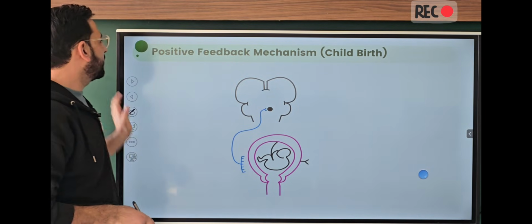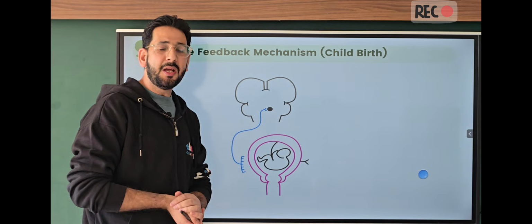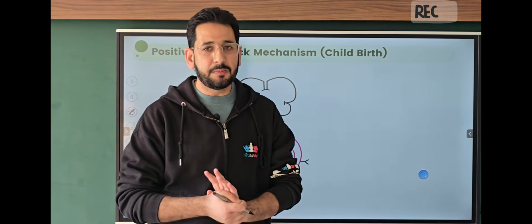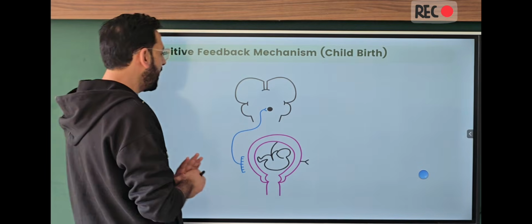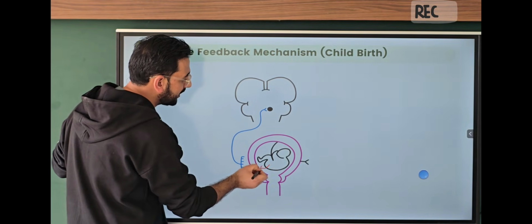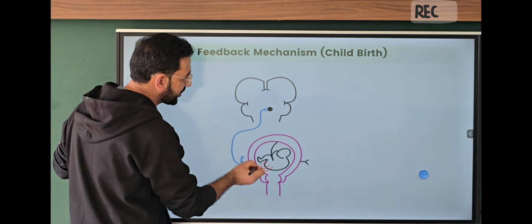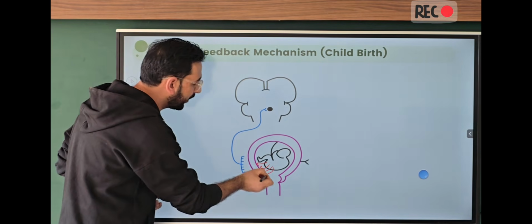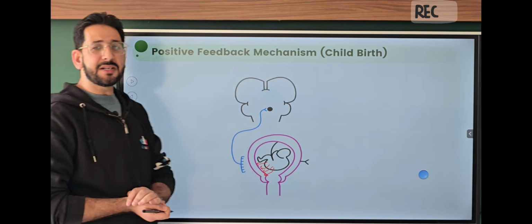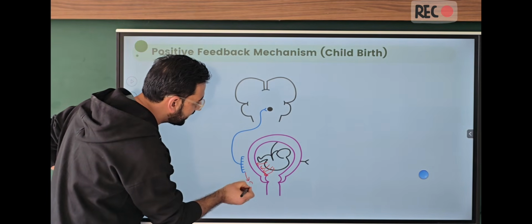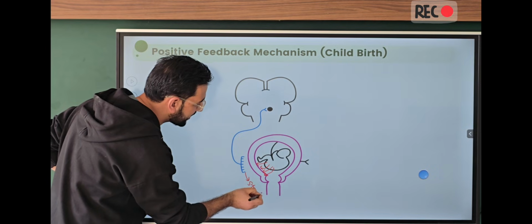Now, when we talk about the positive feedback mechanism, the classical example is childbirth. For example, during childbirth, the fetus puts some stretch on the uterus or on the cervix. The stretch on the uterus and cervix stimulates these receptors, and these receptors are called stretch receptors.